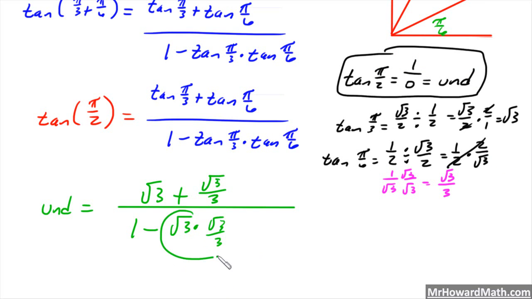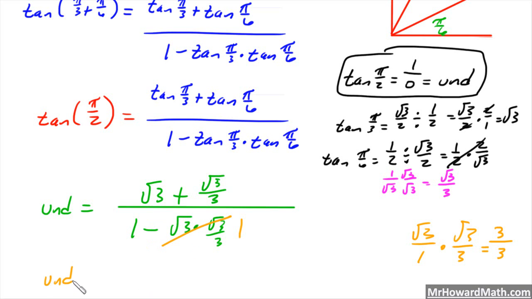So now we need to do some simplification here. I'm going to do that off to the side. So root 3 over 1, I'm putting this over 1 right here, times root 3 over 3 equals what? Well, root 3 times root 3 in the numerator is 3, over 1 times 3 in the denominator is 3, so that becomes 1. So I'm going to replace that whole thing with 1. So now we have on the bottom 1 minus 1.